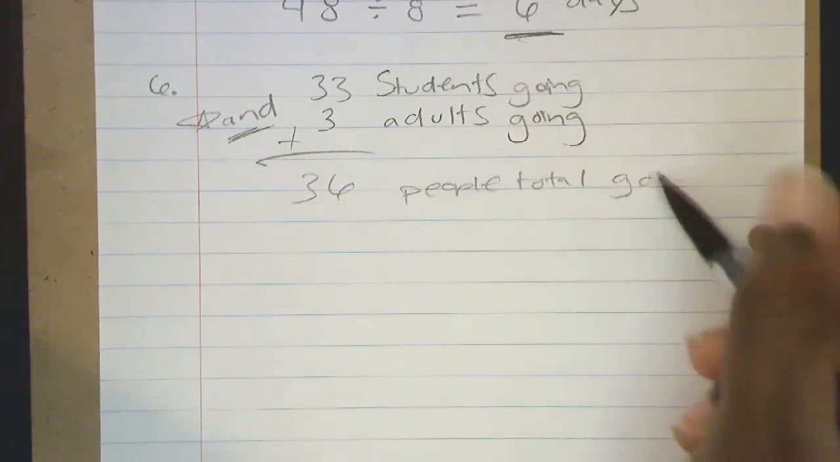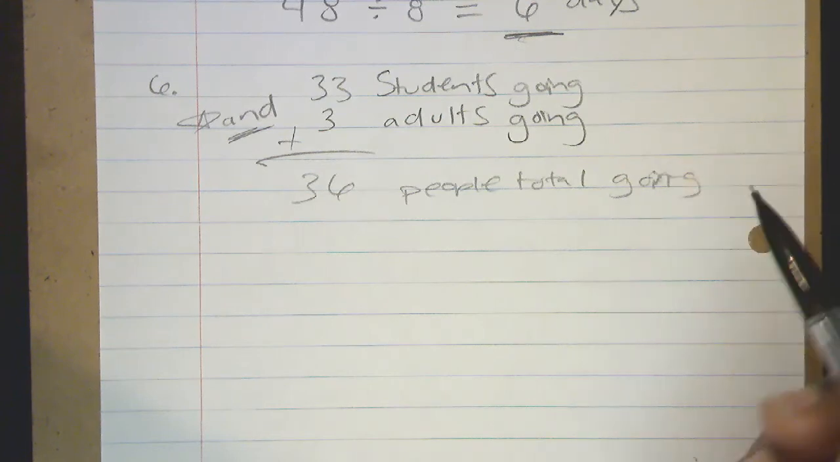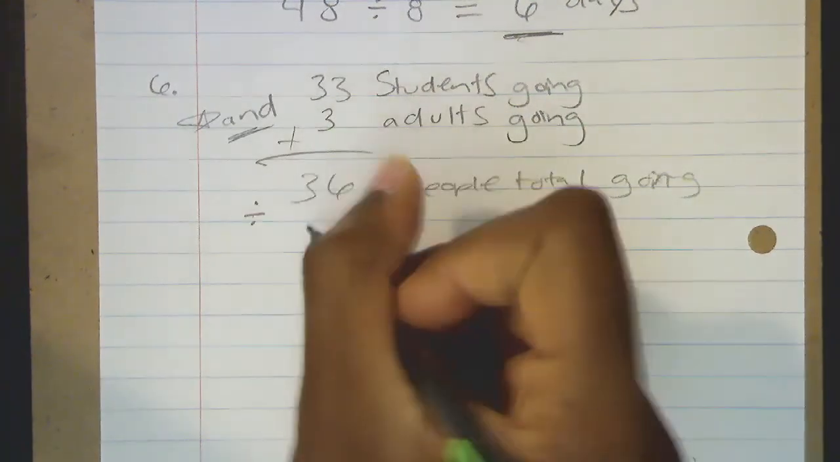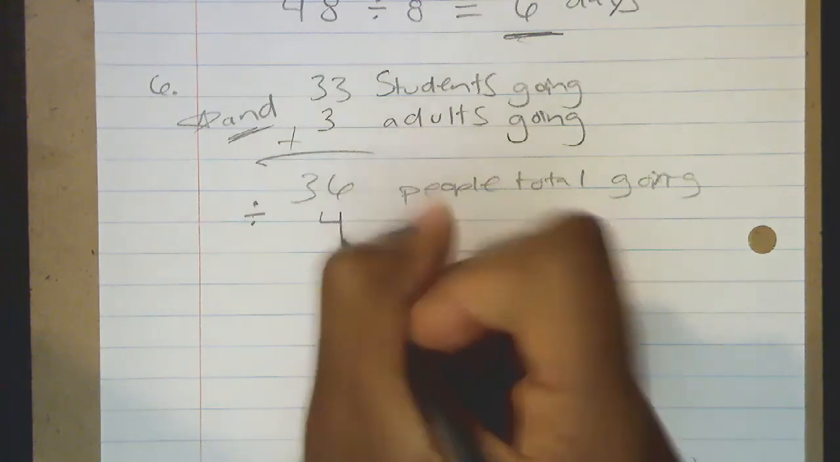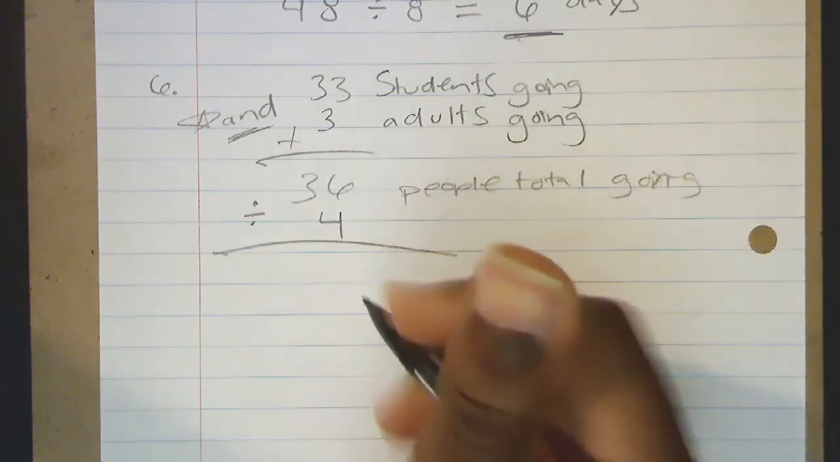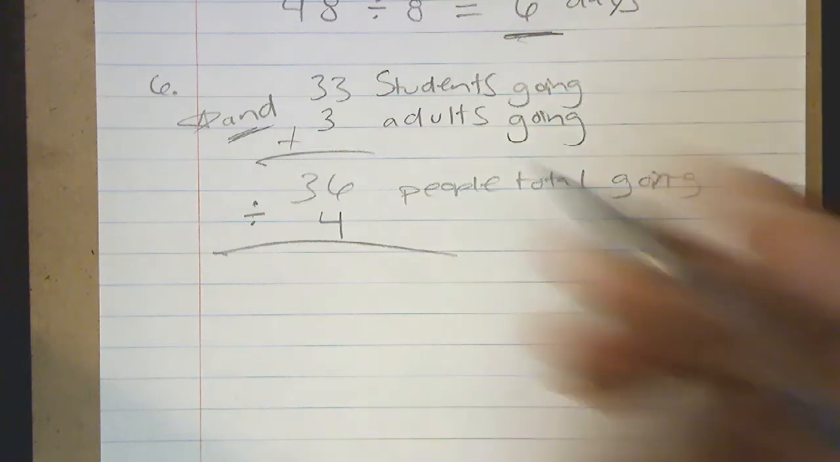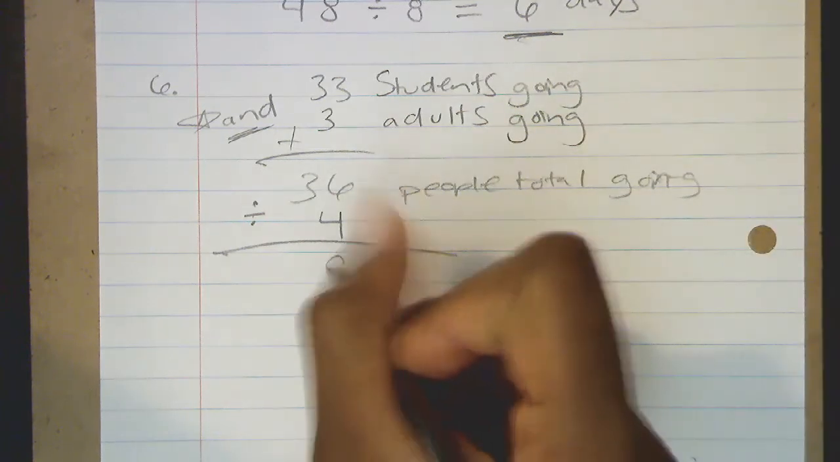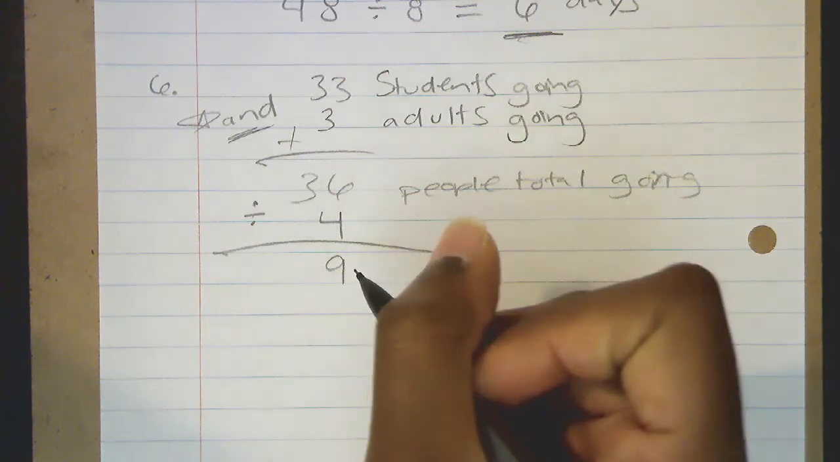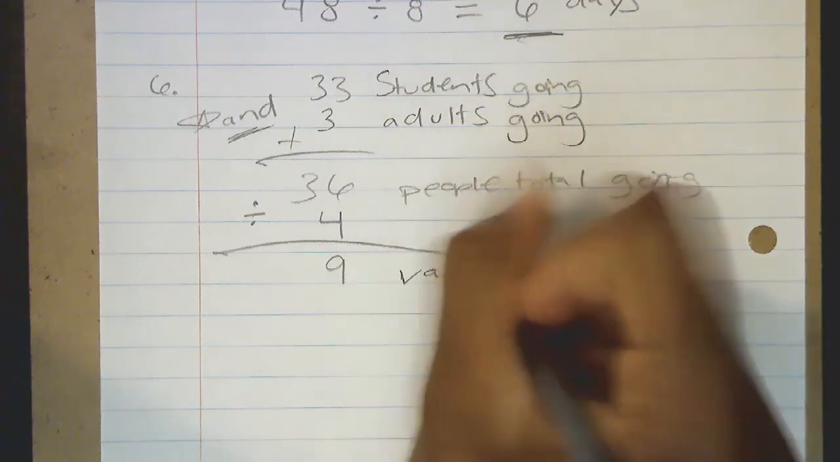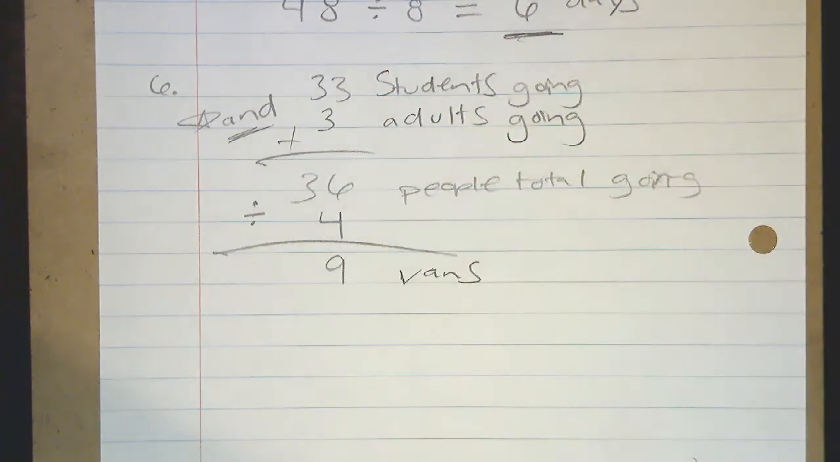But when we go back into our word problem, it specifically says each van can hold 4 people. So we have to do 36 people total into the four people total allowed on each van. All right, so 36 divided by 4, 36 people into the 4 that can hold each van, all right? And when we do 36 divided by 4, we get 9. And not just 9, because the question asks us how many vans will they need? They will need 9 vans. All right, moving on to number 7.